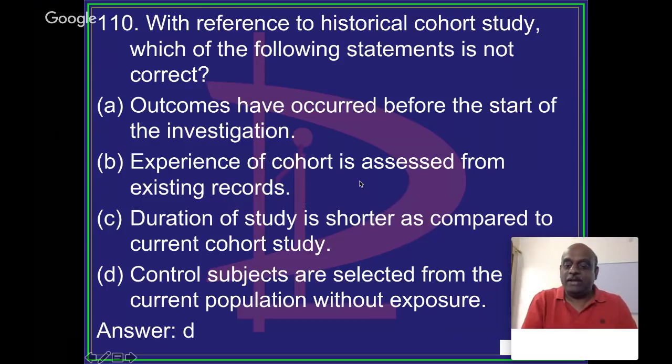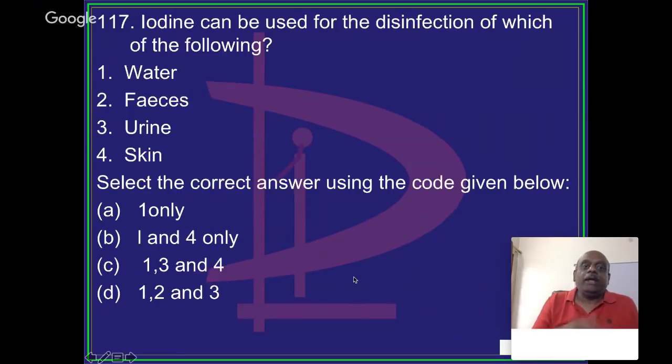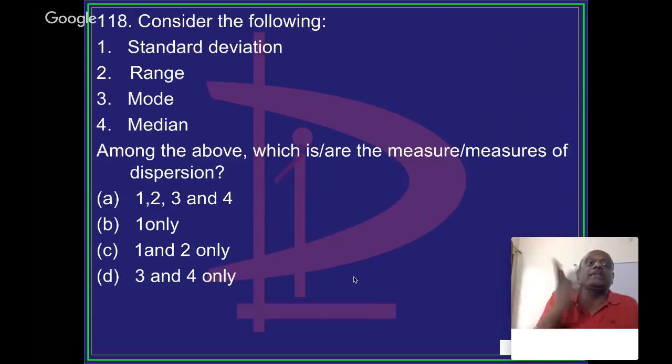Now, rubella mein kya hota hai? Rashes appear within 24 hours of onset. And incubation period, 2 to 3 weeks. And you have a post-auricular lymphadenopathy. They're all the things that you see in case of rubella. Iodine ko kahan disinfectant ka istemal karega? So basically, it is water and skin. They are the two locations where iodine can be used as a disinfectant.